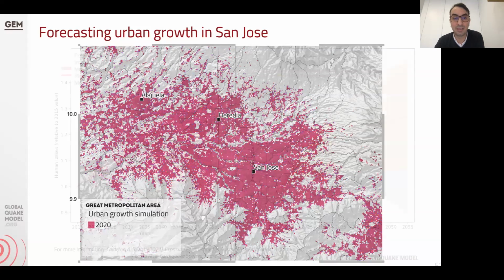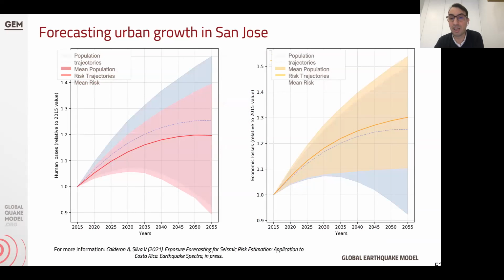So the result is this. In the end, you don't have just one trajectory of how the risk is expected to vary in the future. You have a range because we need to propagate all these sources of uncertainty. But this allows us to understand the current trajectory of the risk for the country, or the estimated trajectory of risk for the country.